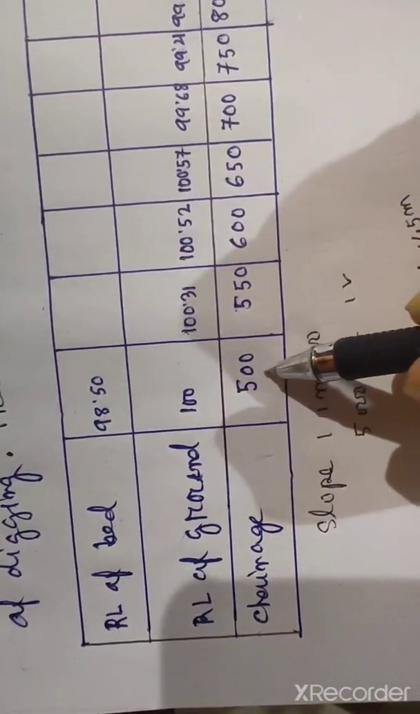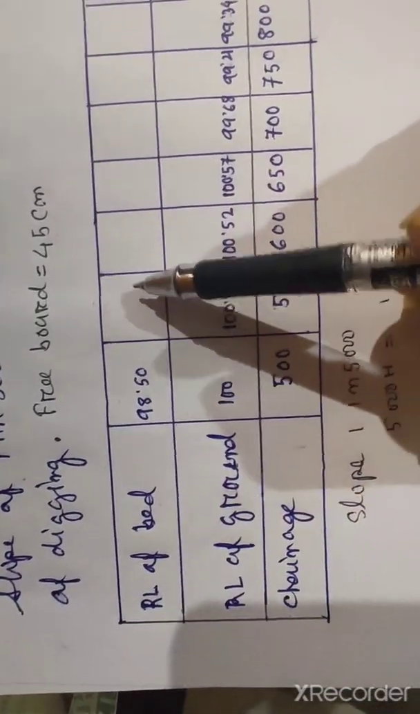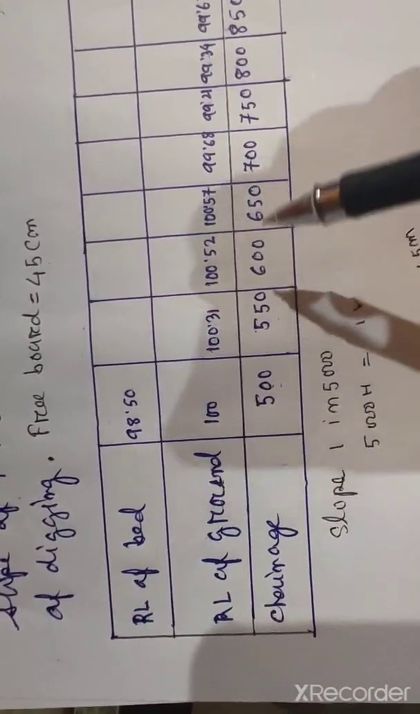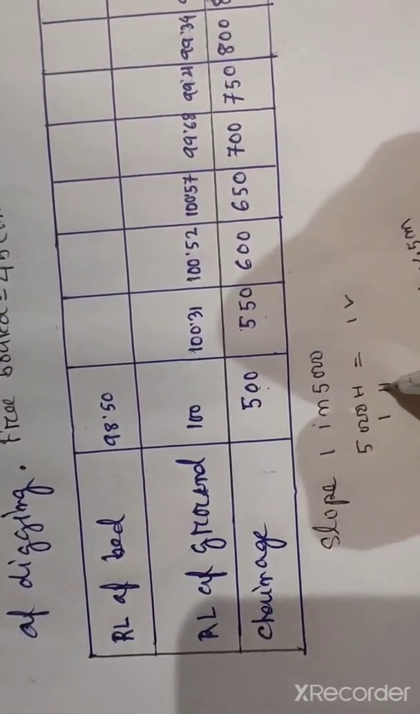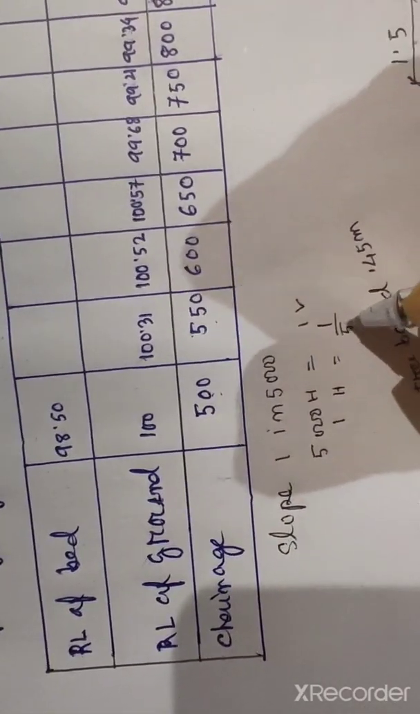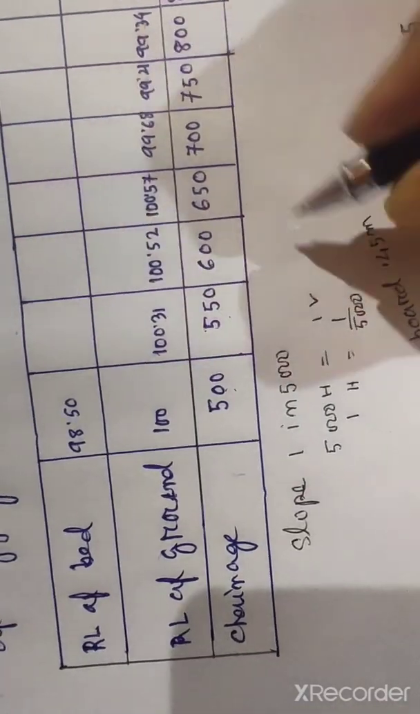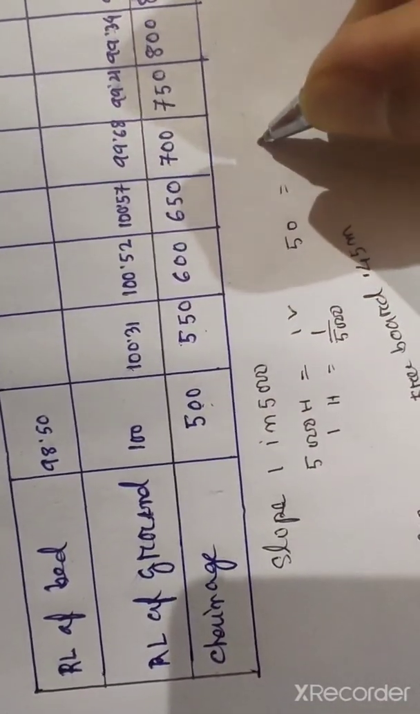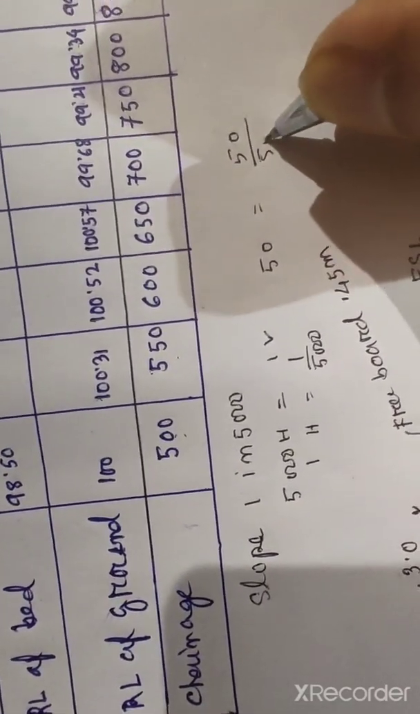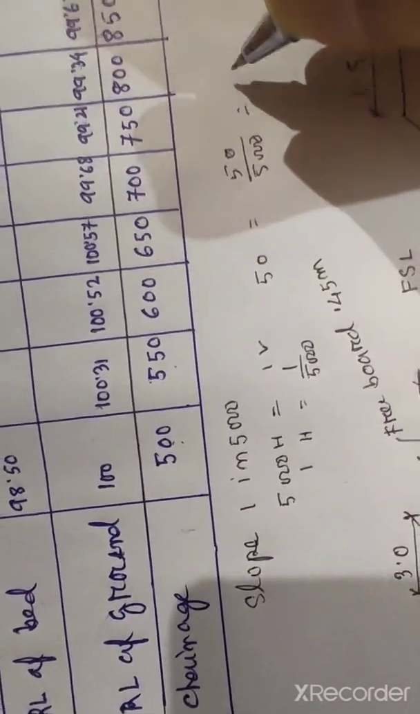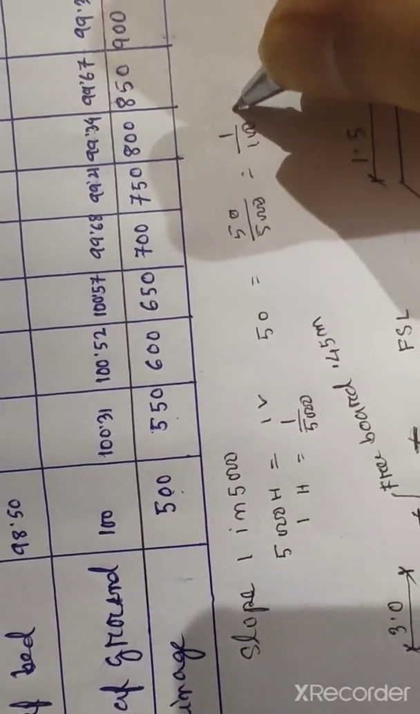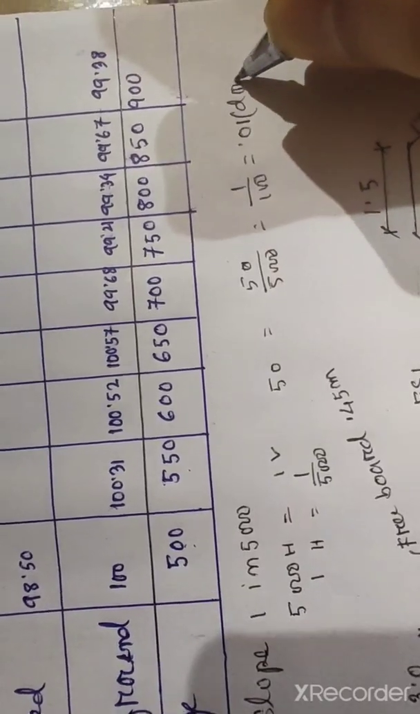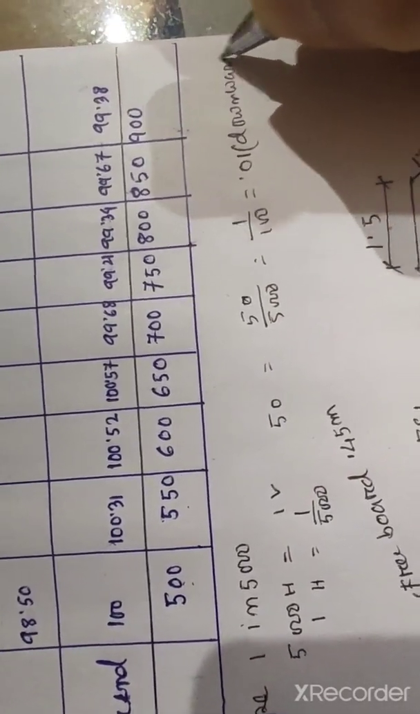So what is the distance between one station to the other station? Because for all the stations we need to find out the distance between one station to the other station. It is 50. So if it is 1, then 1 by 5000, and if it is 50, then it is 50 by 5000. That means 1 by 100, or you can say 0.01 downward, because this is a downward slope.